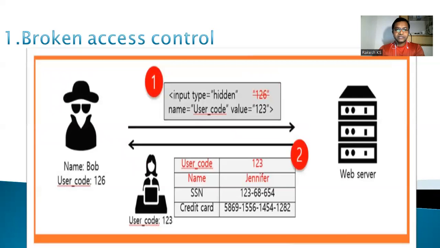For example, if you can see here, the user code is 123. The attacker modifies this user code and enters it as 123 itself. The real user code is 126 here, but the attacker enters the value as 123, so that the web server does not get confused and identifies it as an authenticated user. This is how broken access control makes the web more vulnerable to attackers, and this is how attackers gain access to the web server, database, etc.